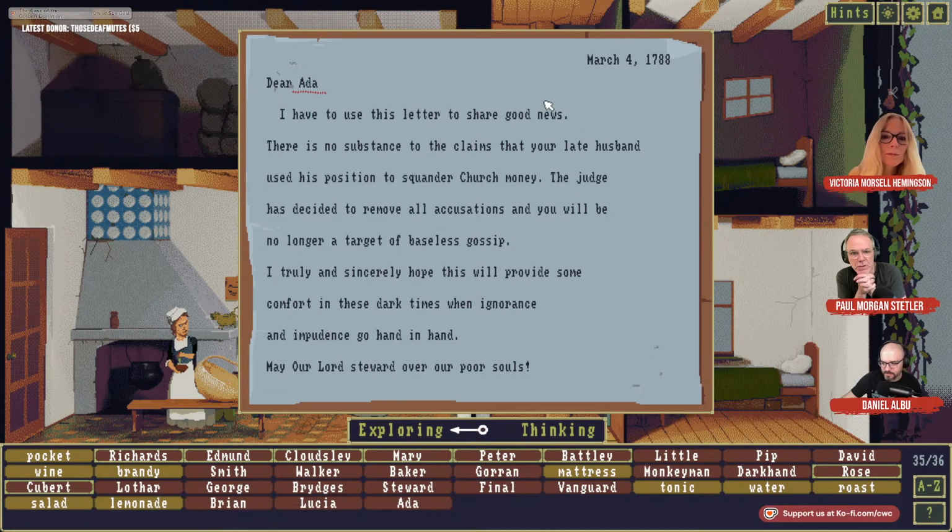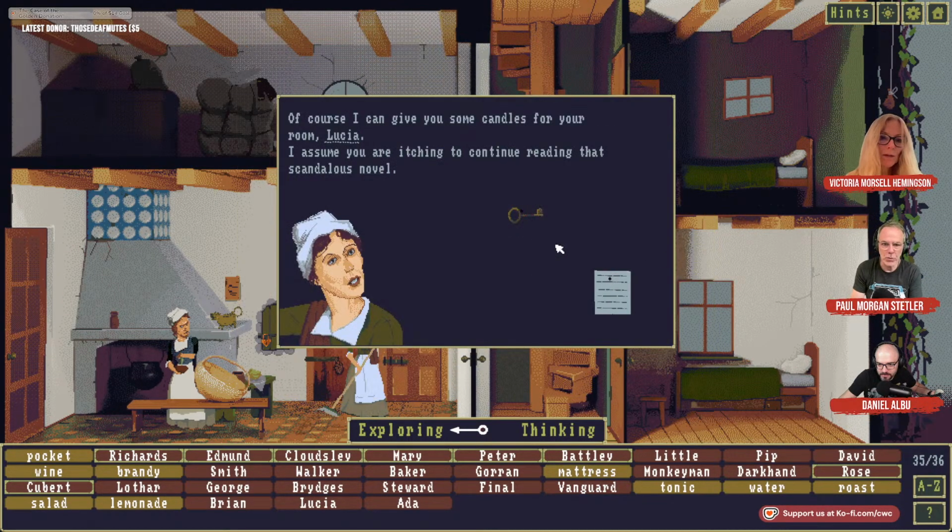I have to use this letter to share good news. There is no substance to the claims that your late husband used his position to squander church money. The judge has decided to remove all accusations, and you will be no longer a target of baseless gossip. I truly and sincerely hope this will provide some comfort.